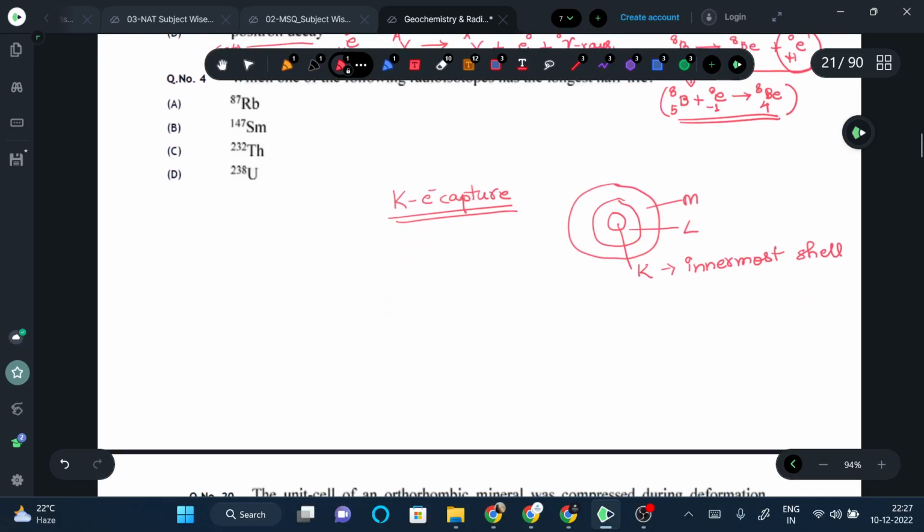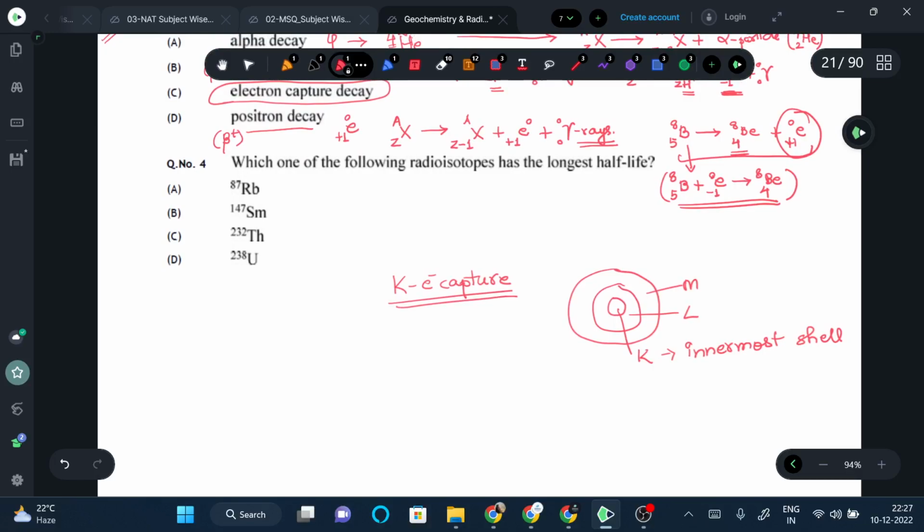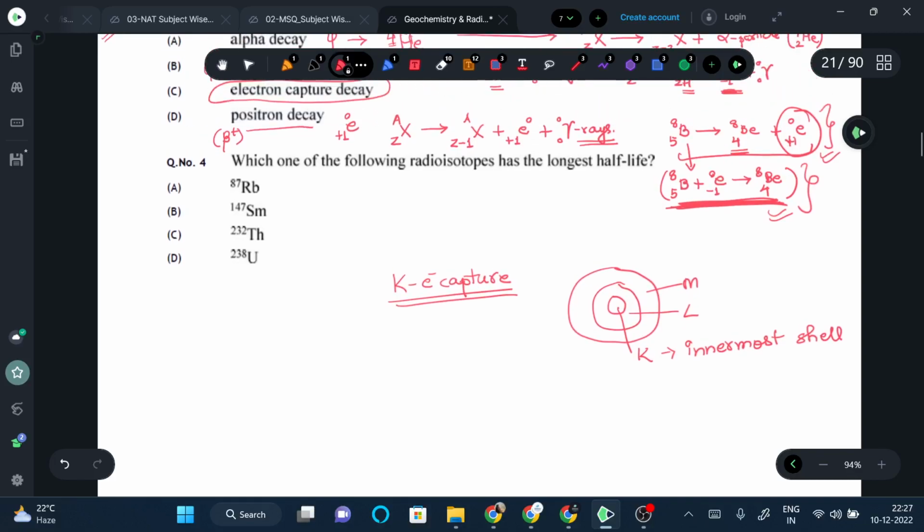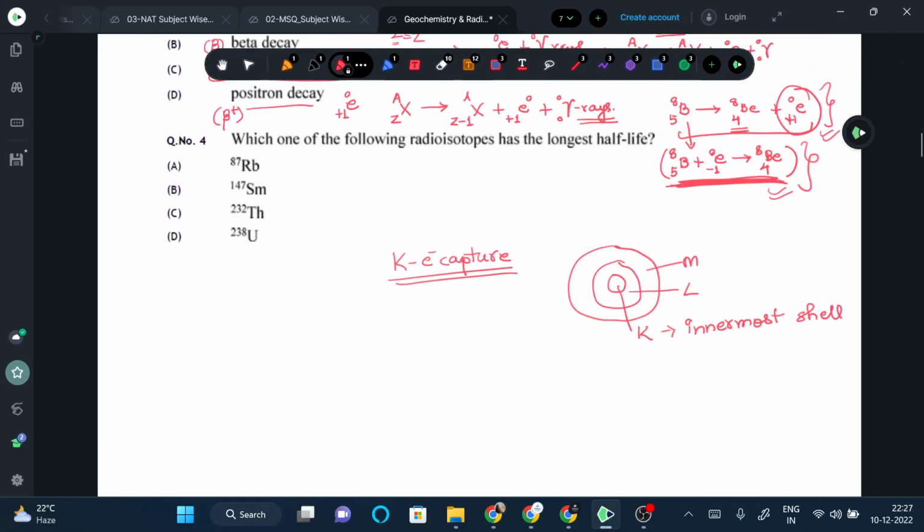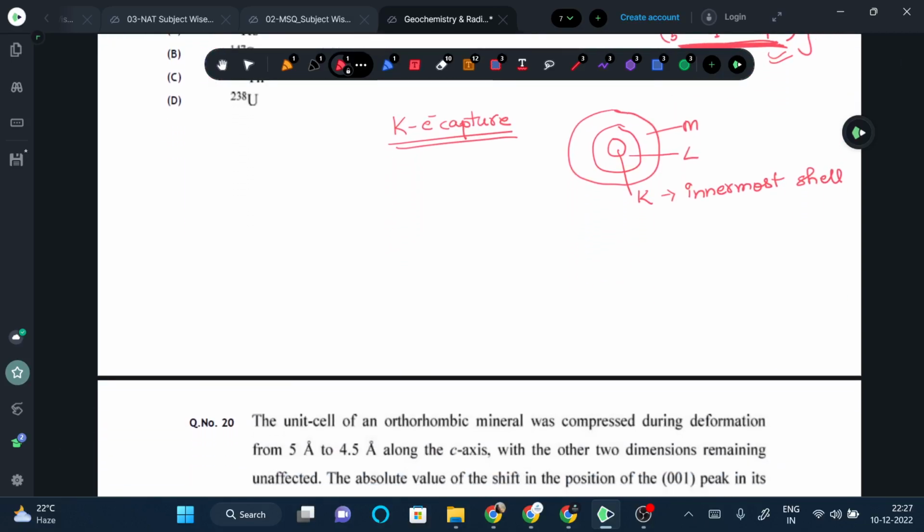Innermost shell, right? Now here the nucleus catches an electron. So what happens? I will show you. This one that I showed here is electron capture. In this, a positron is not getting emitted. In positron decay, a positron is getting emitted. So this is the only difference, and I will show you how. So, electron capture and positron decay: this is the only difference.